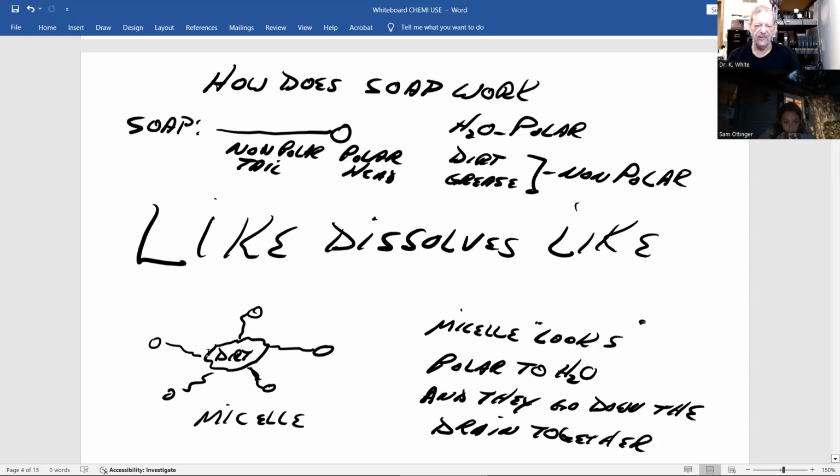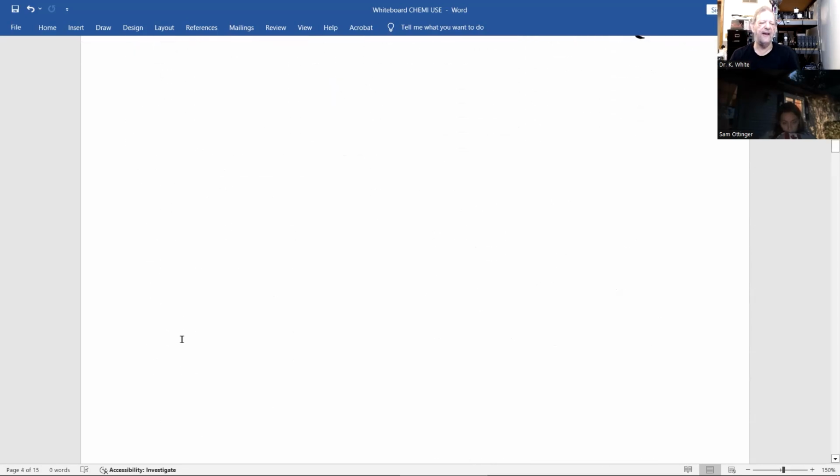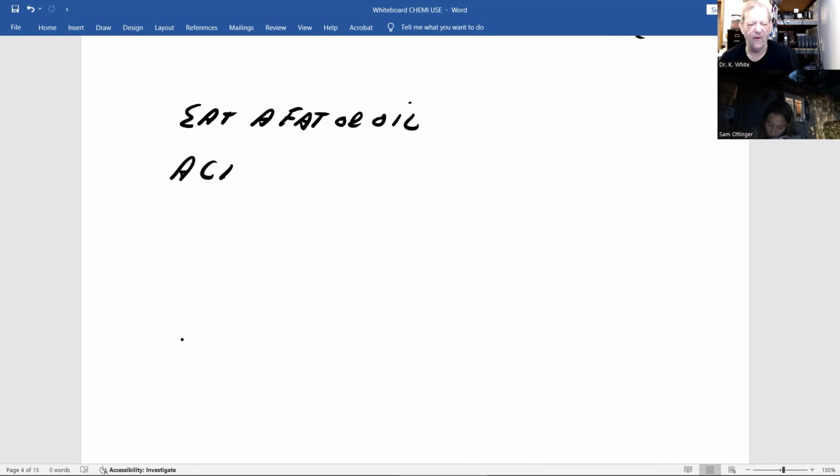That's one thing you should know, how soap works. Next, you should be able to describe with words and a general reaction what happens when you eat a fat or oil. In your stomach, there's acid and water, so it's acid hydrolysis. What's the functional group in a fat or oil? An ester.